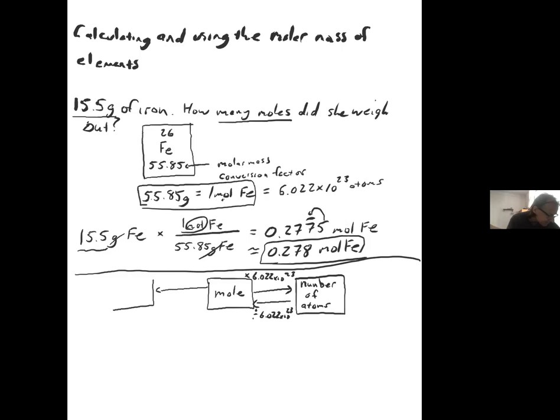So let me write mass over here. And so if you are going from moles to mass, what you're gonna do is multiply by the molar mass. And if you're gonna go from mass to moles, you're gonna divide by the molar mass, okay? So it's relatively straightforward there. Those are the conversions that you do.